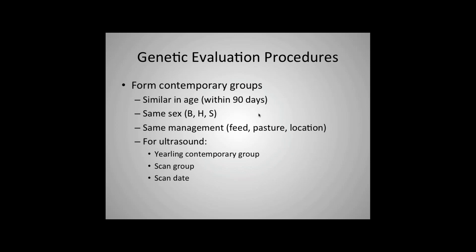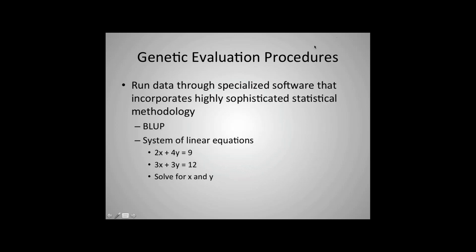So they all have to have the same information for that to form a contemporary group. Okay, so once we have this data, we run it through some specialized software, and it uses really highly sophisticated statistical methodology, which is called BLUP for short, and that stands for Best Linear Unbiased Prediction. And that's just a statistical term. You guys don't have to know this or anything, but basically it's a system of linear equations.